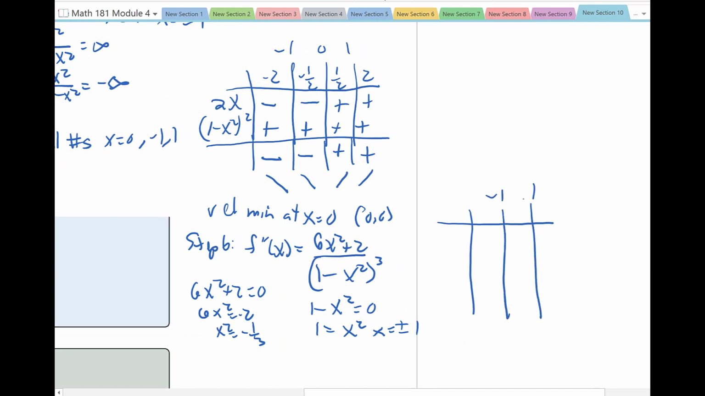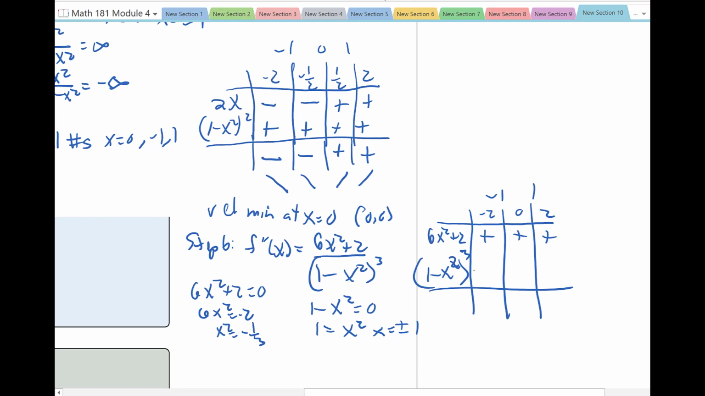Negative 1 and 1. And we have our 6x squared plus 2, and then our 1 minus x squared cubed. From the numerator, that's always going to be positive no matter what we choose for test values. So I'm going to try negative 2, 0, and 2. Down below, though, because it's cubed outside of this 1 minus x squared, it can be negative.